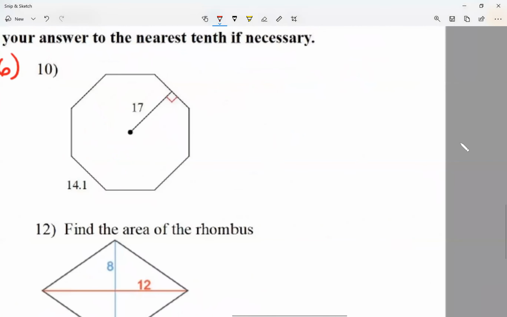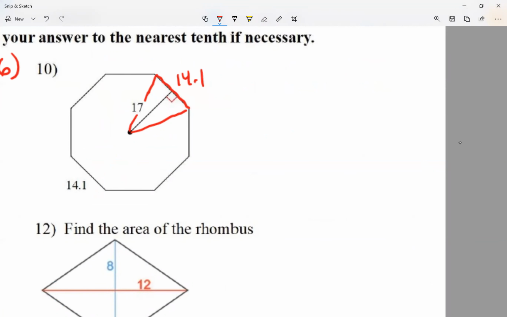Let's take a look at number 10. I know each measurement outside of my polygon is 14.1. So this side is 14.1. And I'm going to focus on a triangle only. You guys can see my triangle.